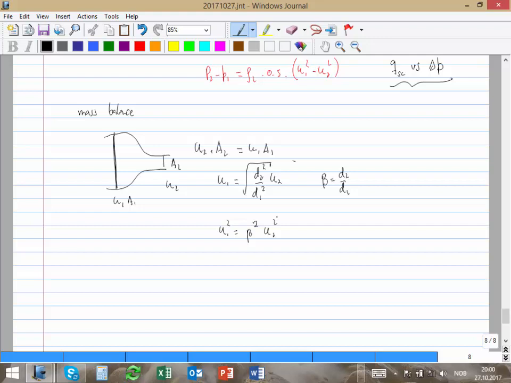No, it's not correct. Because area 1 is pi times the diameter of 1 squared over 4, and area 2 is pi times the diameter of 2 squared over 4. And now I have to get the u squared, so I have to square both sides. So this is true, yes, but to get u squared, I have to square this side and this side, right? That's why my equation has u squared.